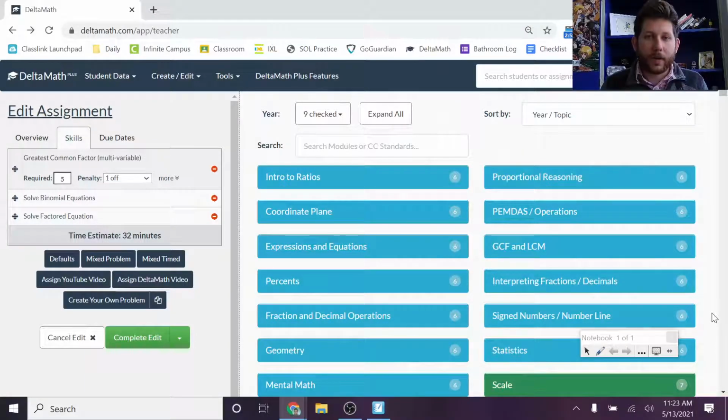All right, we're going to take a look at some factoring. We're going to look at some solving binomials and solving some factored equations here in DeltaMath. Now, all of these pieces are just pieces of what we're going to look at in the future. We're going to look at how we factor polynomials, which is like the reverse.